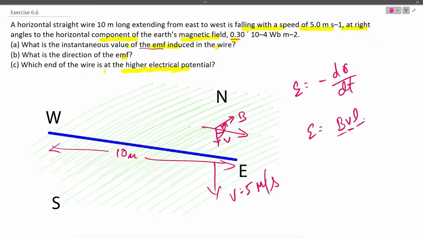Now the third question was the higher potential end of the wire. The direction of the induced EMF determines the higher potential end. Since the EMF is directed from west to east, the eastern point of the wire is going to be at the higher potential. So this eastern point is going to be at the higher potential. Thank you.